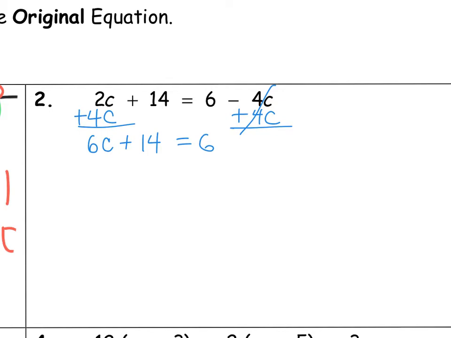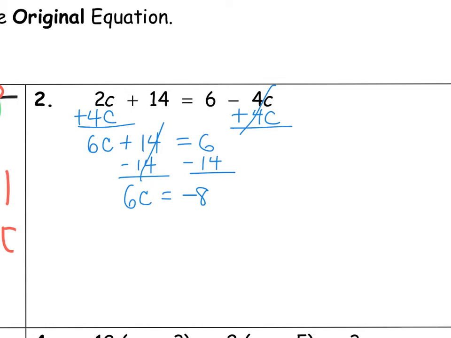So now that I've decided my c's are going to be on the left, I need to get all my constants to the right. So if I have plus 14, the inverse of adding 14 is subtracting 14. So those are additive inverses of each other. So I cancel out 14 minus 14. I bring down my 6c, bring down my equal sign, and 6 minus 14 is negative 8.